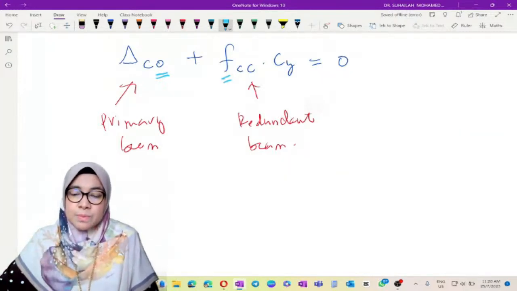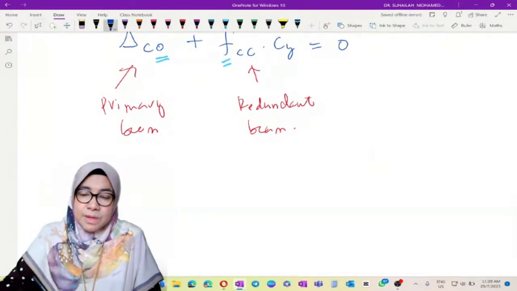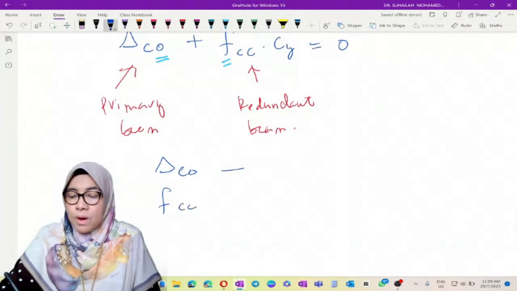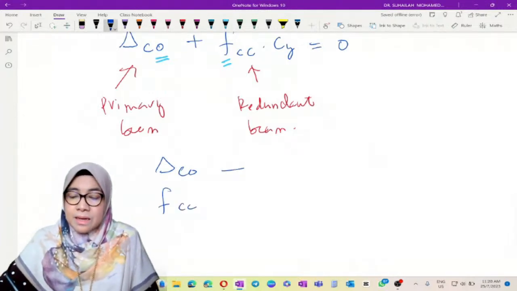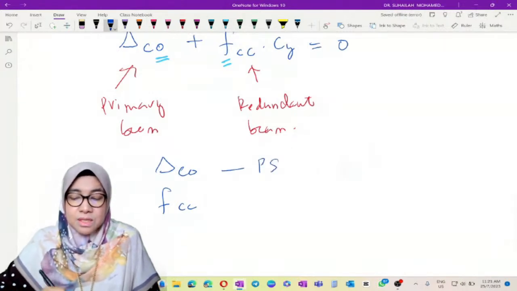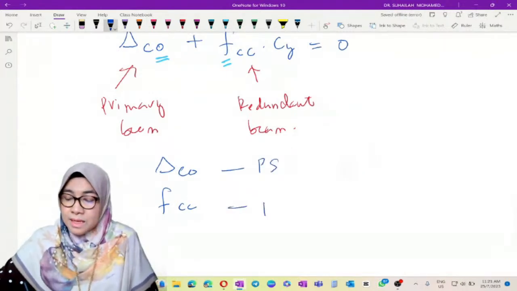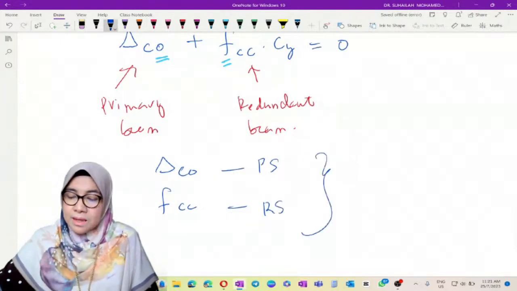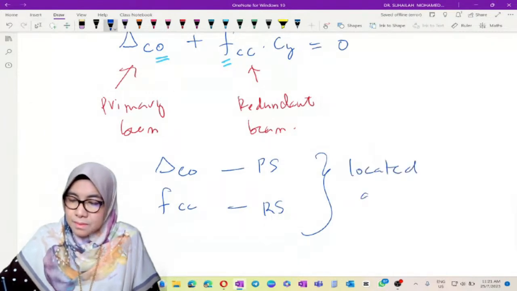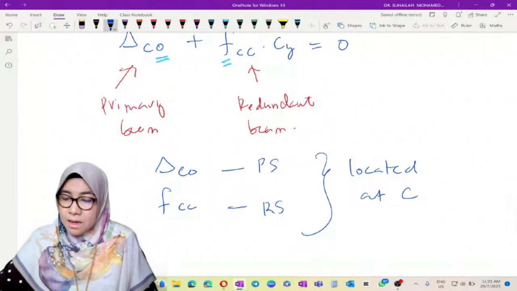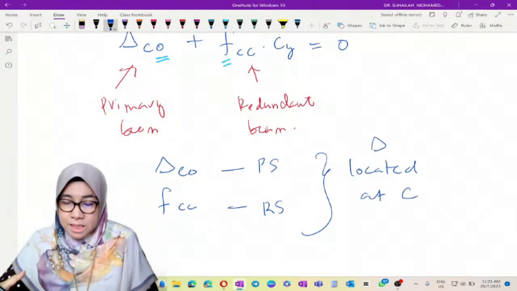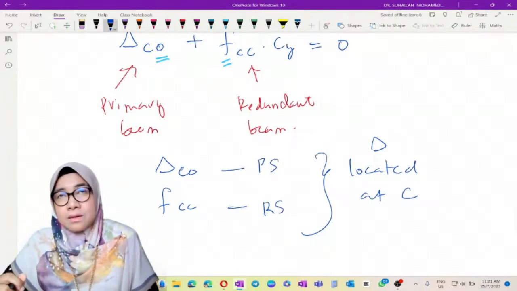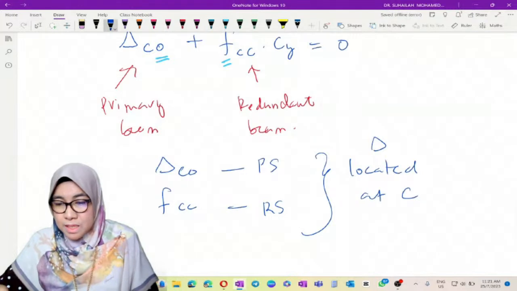So there are two displacements. The displacement is delta C naught, and the displacement is FCC. One is located in the primary structure, and the other is located in the redundant structure. Both are located at C. Both delta C naught and FCC are vertical displacements.